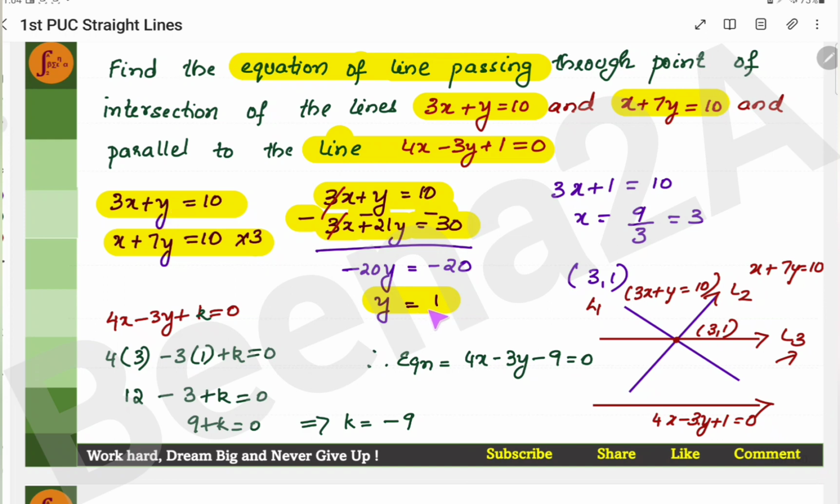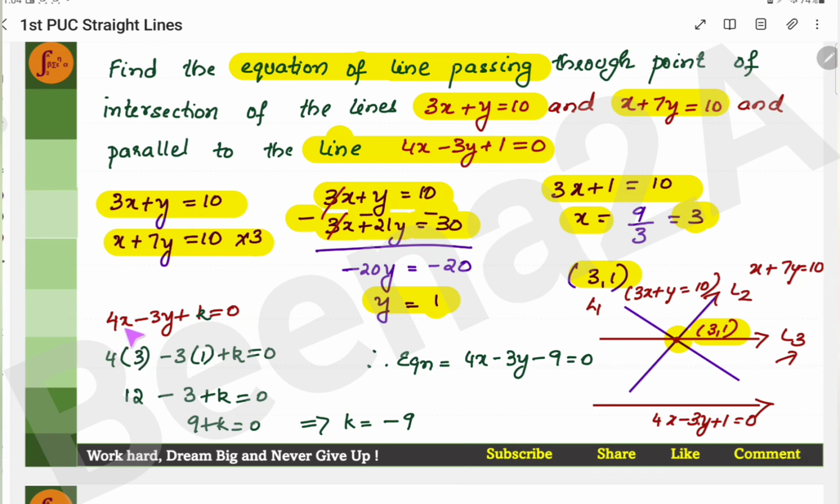So 3x plus 1, instead of y I put 1, 3x plus 1 is equal to 10. So I get x is equal to 3. So the point of intersection is 3 comma 1, x comma y, 3 comma 1. Now you have the point of intersection, you have the line. You have to find the equation of the line parallel to this.